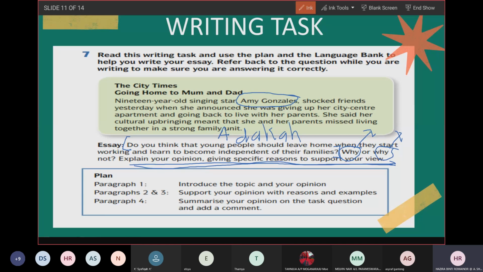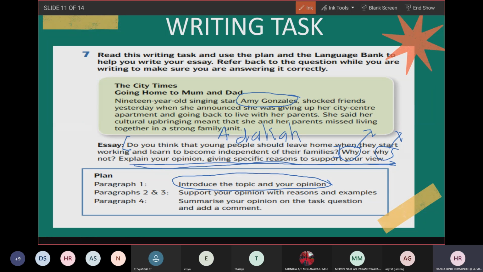So paragraph 1, introduce the topic and your opinion. Okay, if just now the answer was B, the other A and B kan. So just now the answer was B. So you have to know, if you do not have any ideas, awak boleh tengok contoh B. It's just you have to change here and there untuk sesuaikan dengan soalan ni. Sebab tadi tu soalan lain. Tapi tak adalah lain sangat. But you still have to rearrange or reconstruct the sentences to suit this question.